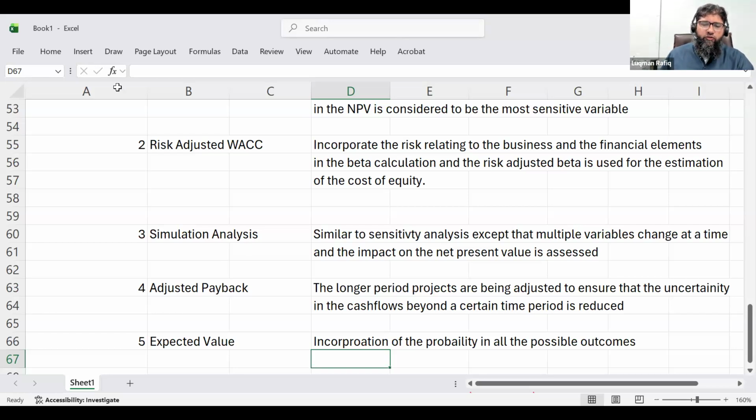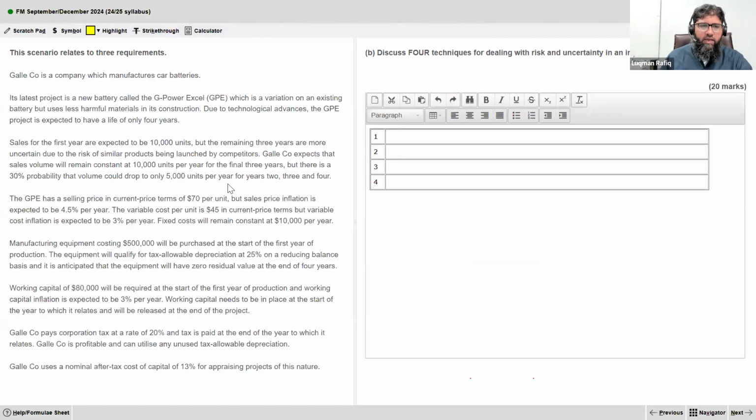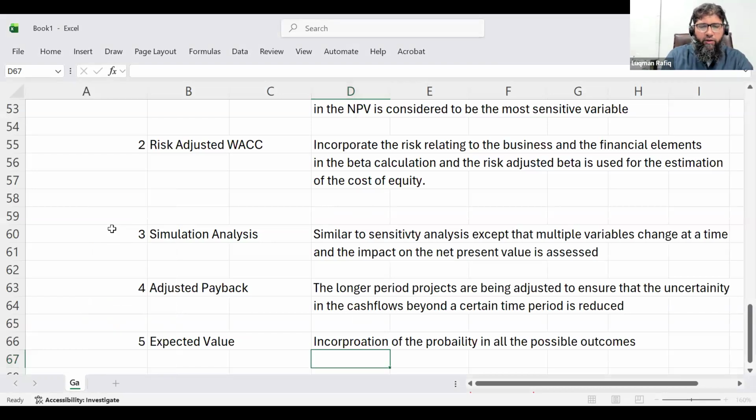Right? All good. So that is basically all about this specific question. That was the Gall company, relating to September, December 2024.